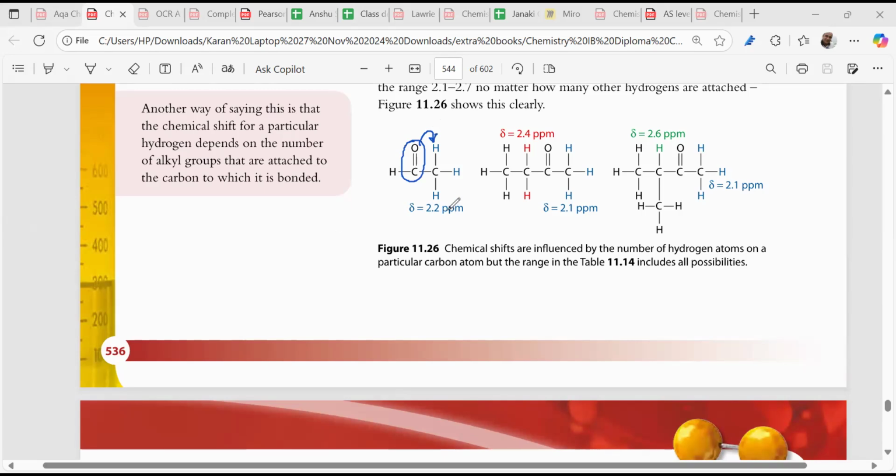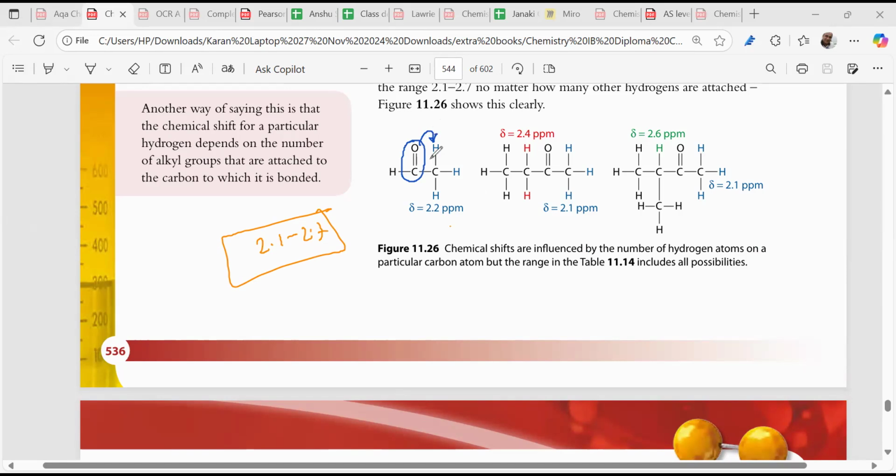Which particular chemical shift will be there? Around 2.1 to 2.7, right? No matter how the carbon and hydrogen are arranged, they have to be right next to the C double bond. Is it clear to you? You get my point, right?